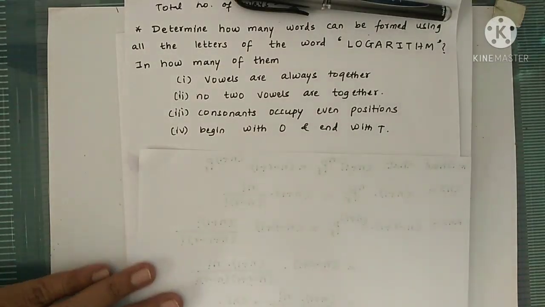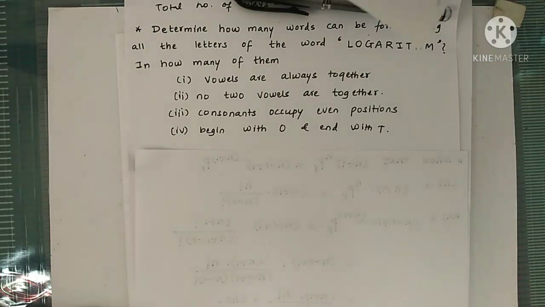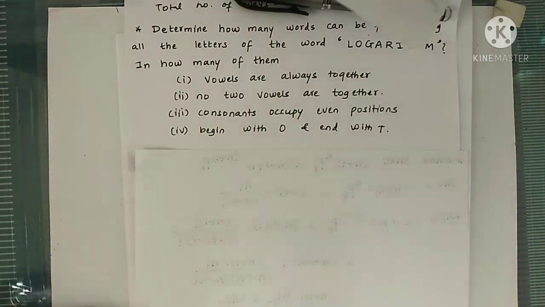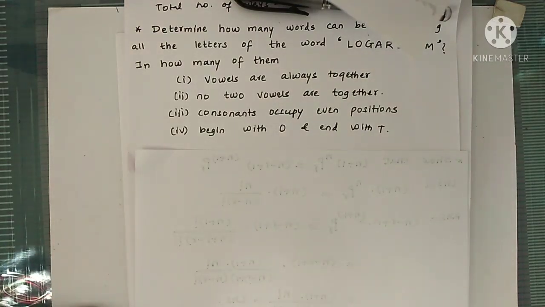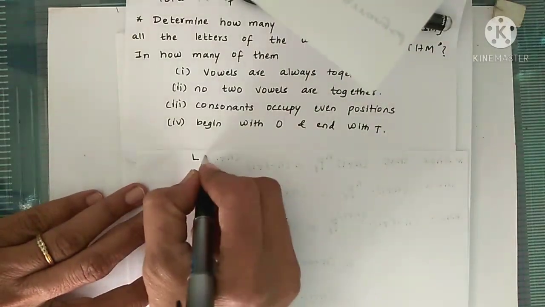Now consider this question. Determine how many words can be formed using all the letters of the word logarithm. In how many of them are vowels always together? No two vowels are together. Consonants occupy even positions. And the last question is begin with O and end with T. So let's find out that. So the given word is logarithm.